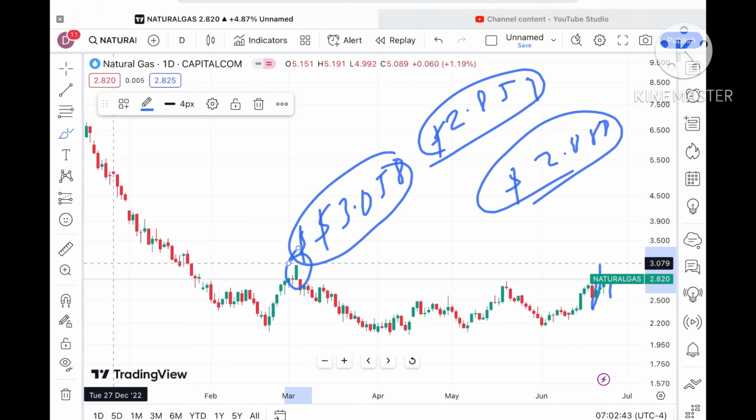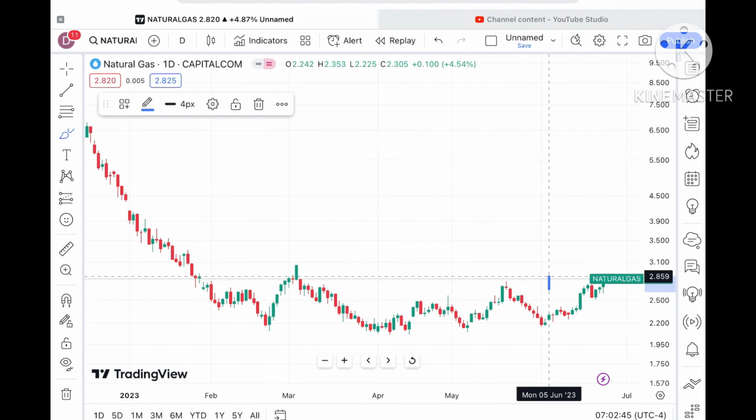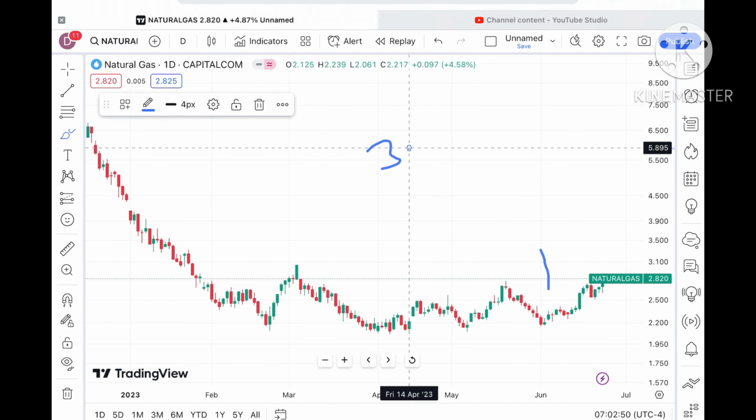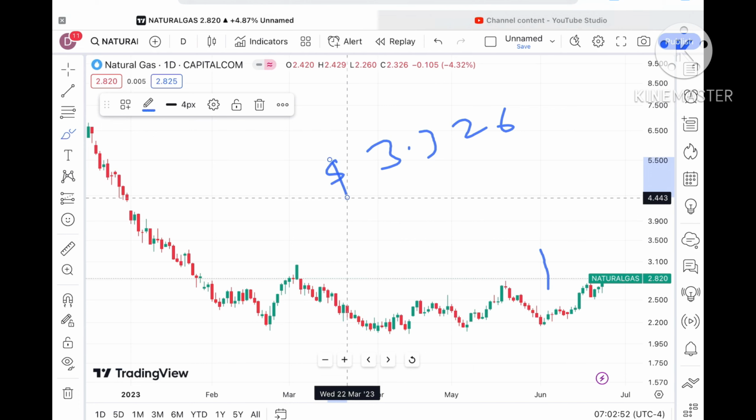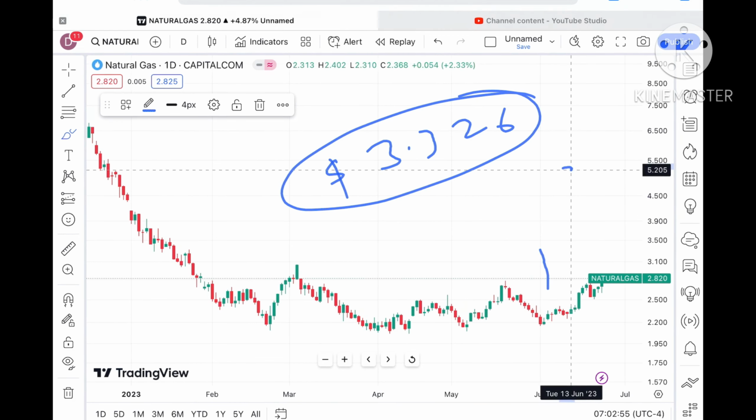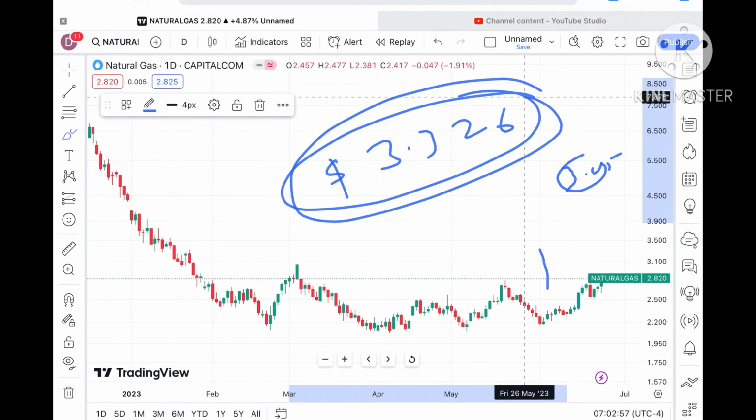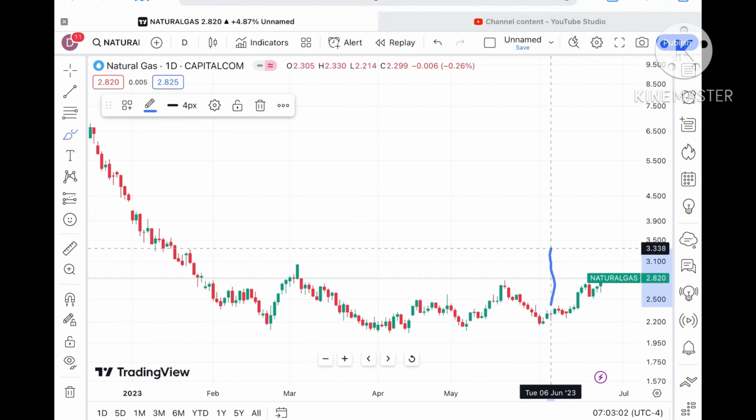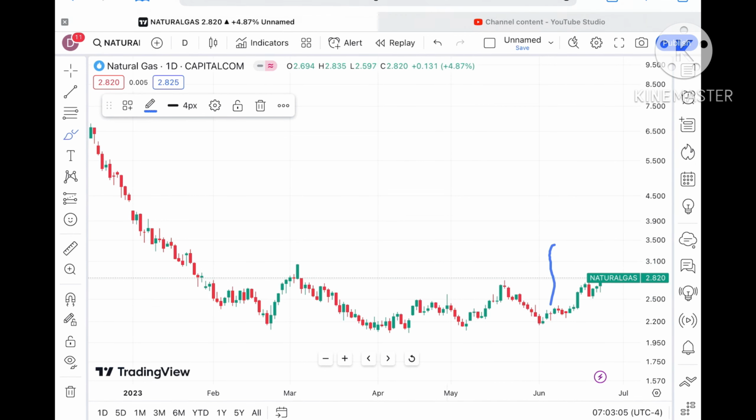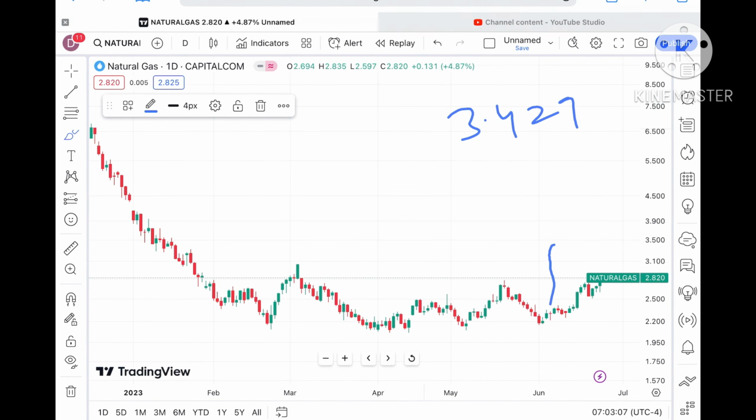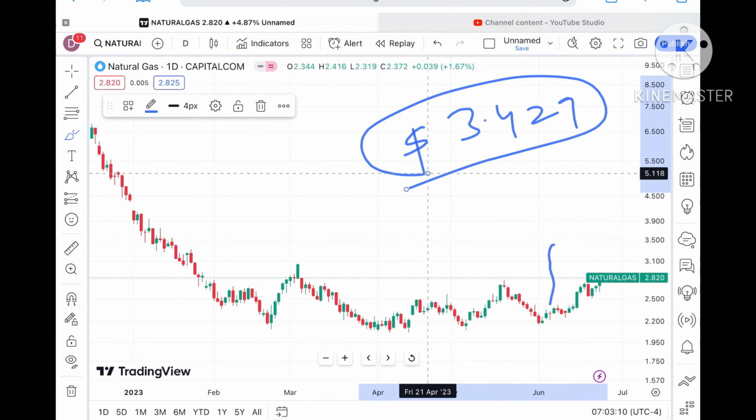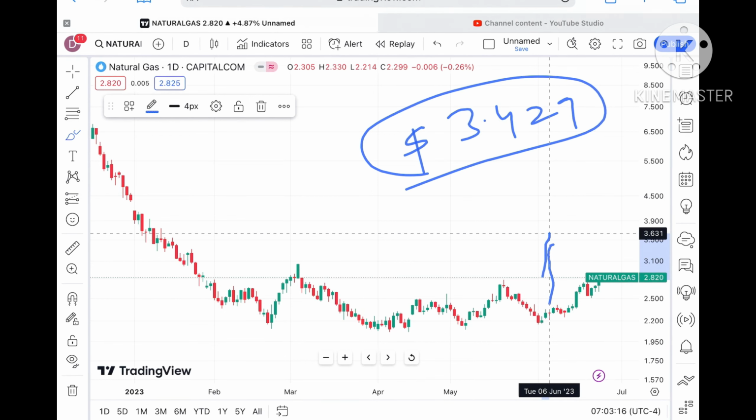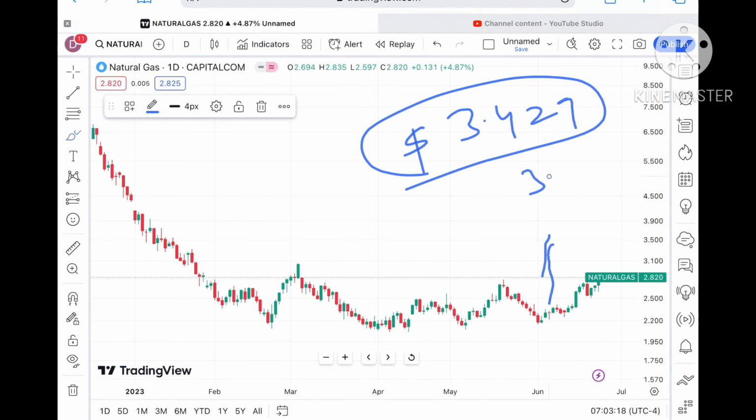Once the price sustains above $3.058, chances are very high it can cross that zone, and a probability of touching a level of $3.326 is there. If the price moves above that level, chances are very high it can cross that zone and can touch a level of around $3.429. And once the price sustains above $3.429, chances are very high it can cross that zone, and there is a probability that it can touch a level of around 3.6.